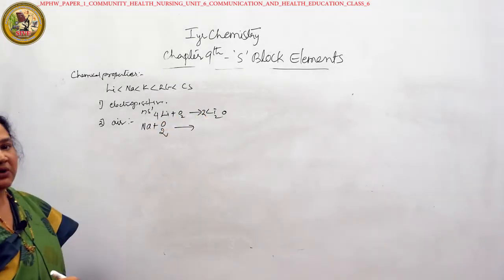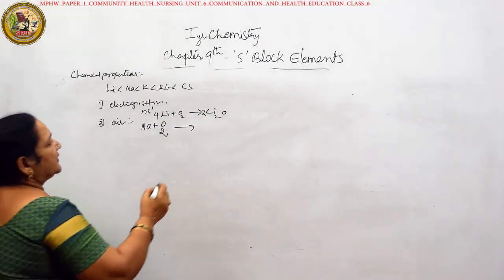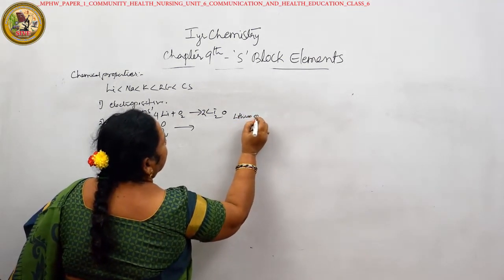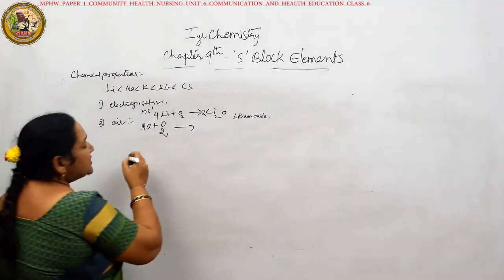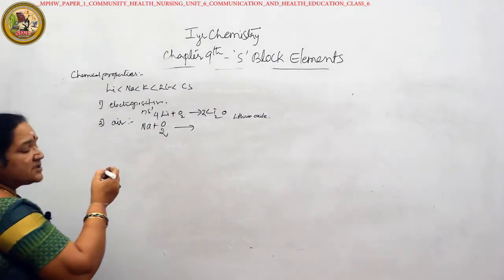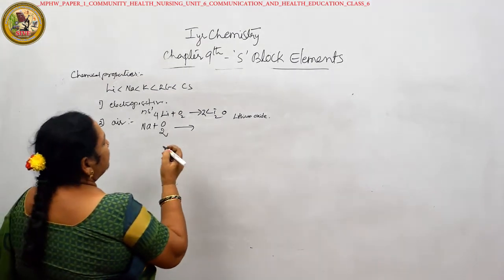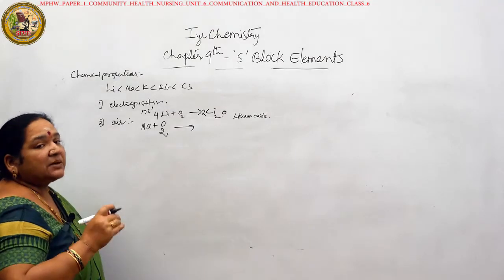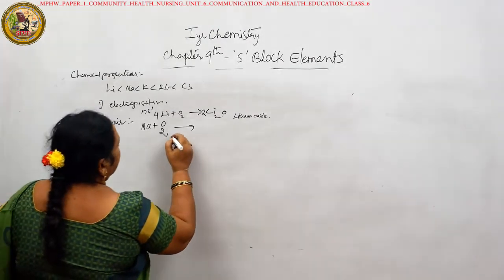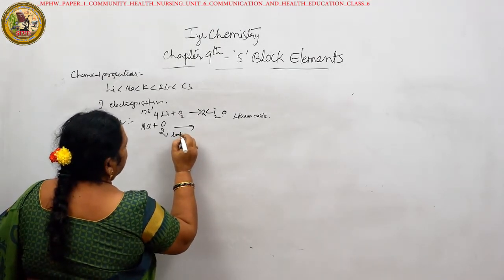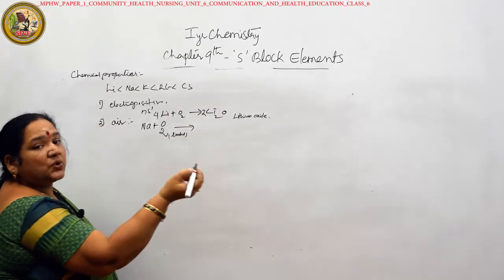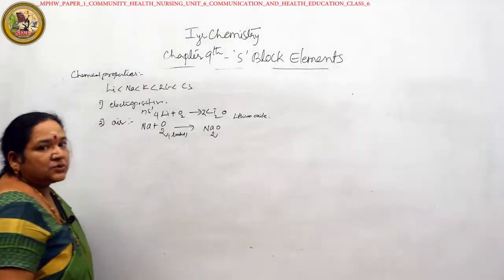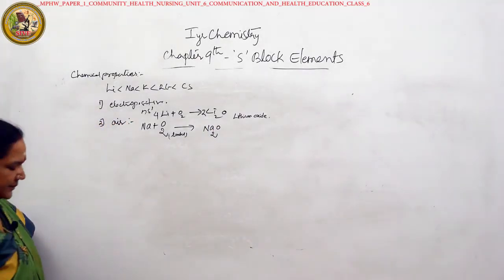Lithium with oxygen forms lithium oxide only. This is lithium oxide. Sodium, in presence of limited supply of oxygen, forms sodium oxide.